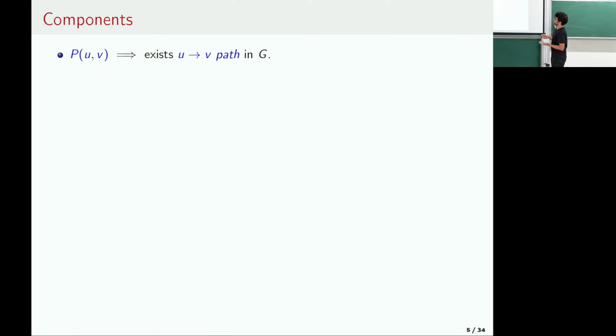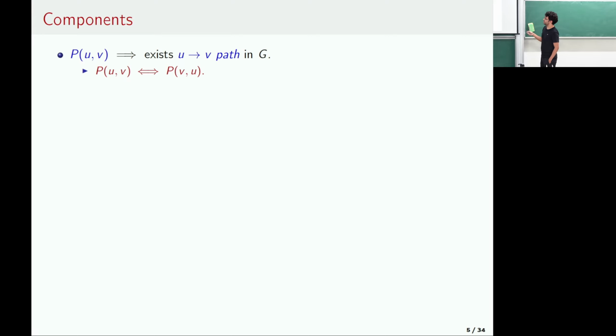For instance, if I want to talk about components, in the classical sense, I can talk about components by defining relations between vertices. For instance, I define the relation P of UV if there exists a path from U to V in my undirected graph T.